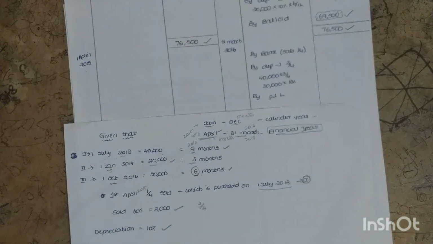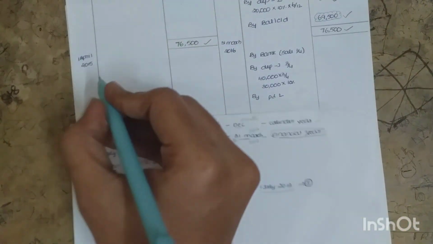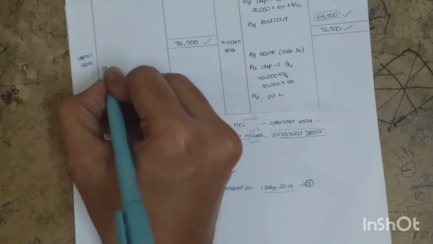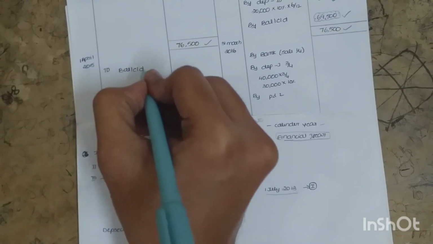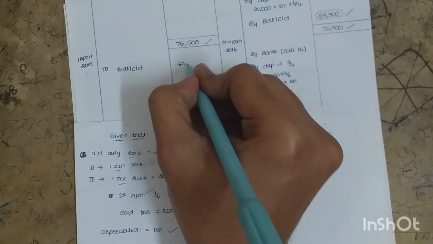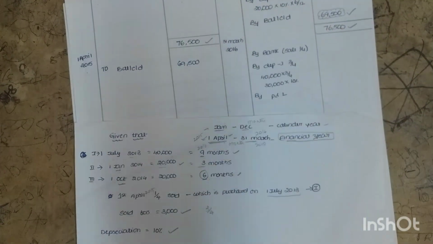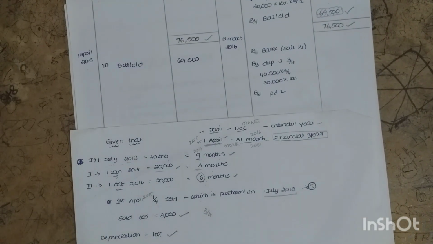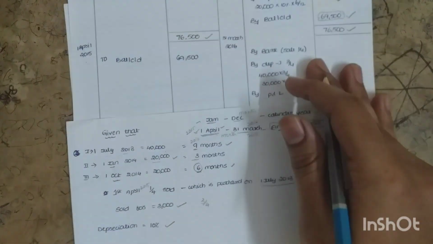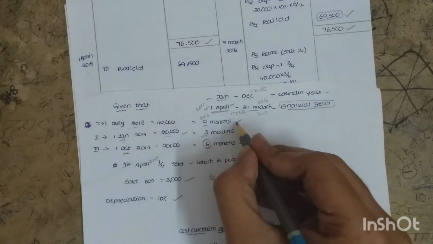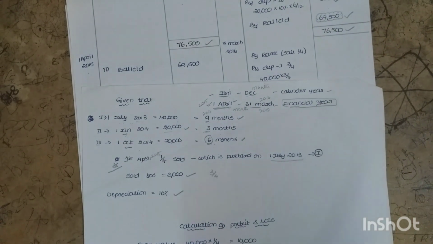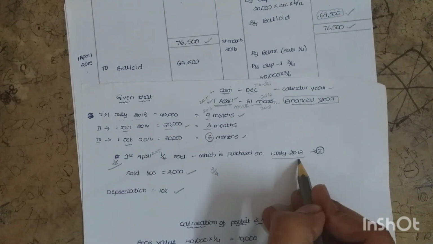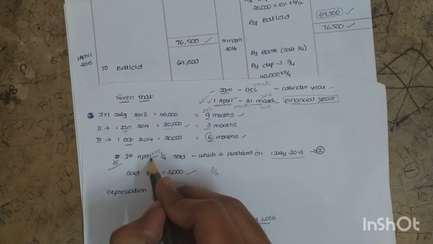Now what we have to do, guys? Then again we have to carry down this balance to balance carried on. How much amount? 69,500. Next, we will see any new machine is there? No, only three machines are there, but one thing is there in 2015, that is first machinery which is purchased, we sold in the April.